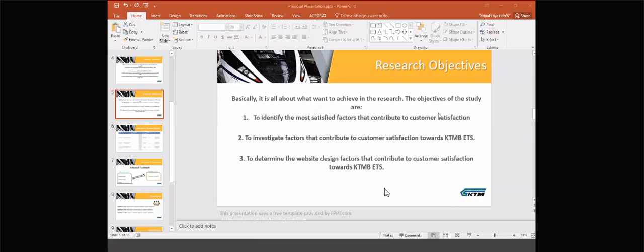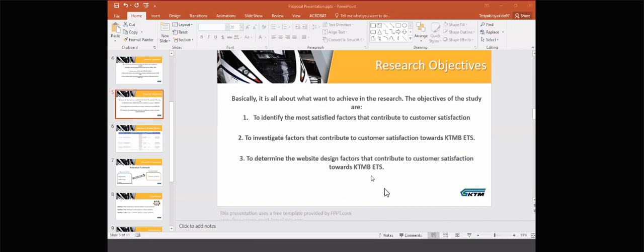Because in RO2 you are generally asked to assess the factors, meaning you are not mentioning any specific factors. But in number 3 you are specifically saying you want to assess the website design as the factor that contributes to customer satisfaction. So number 3 should actually be listed under 2 as well. It is included under 2 too.